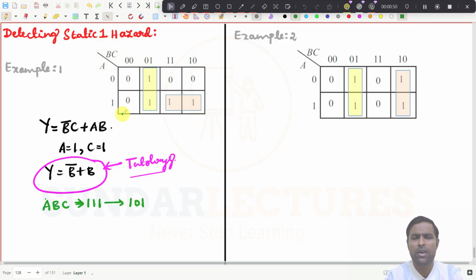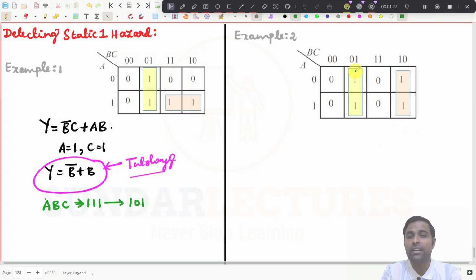So what is static 1 hazard? The expected output should be 1. For a moment it will go to 0, and then it will come to 1 again and stay there, and that particular moment is because of the propagation delay, right? Now this is the problem. When the input changes from 111 to 101, obviously a static 1 hazard will happen in this particular output expression. How we can eliminate this one, we will see separately, but there is a glitch, so obviously this is a static 1 hazard.